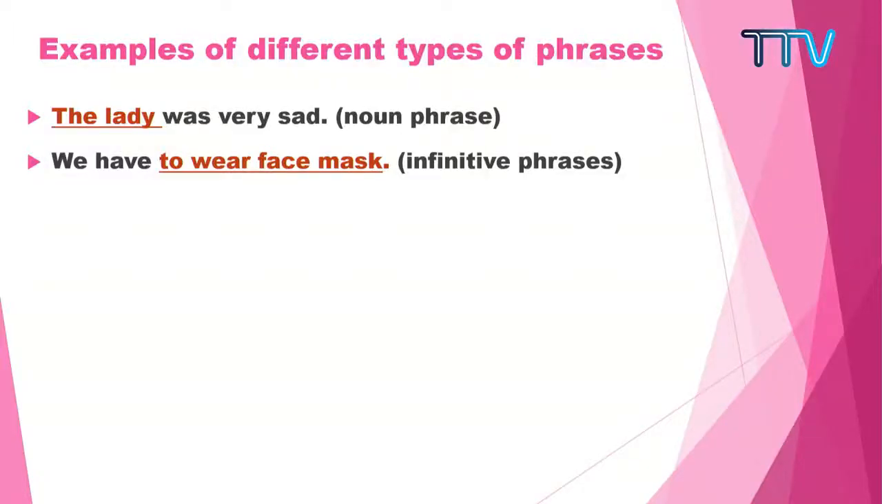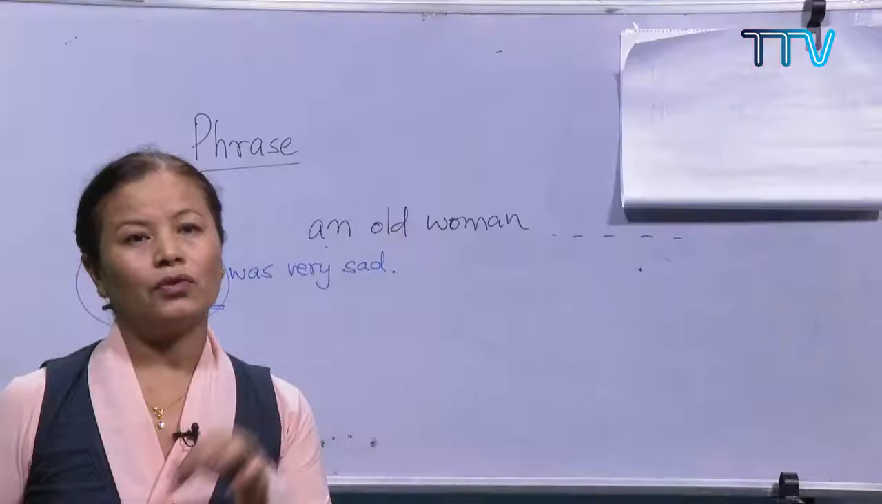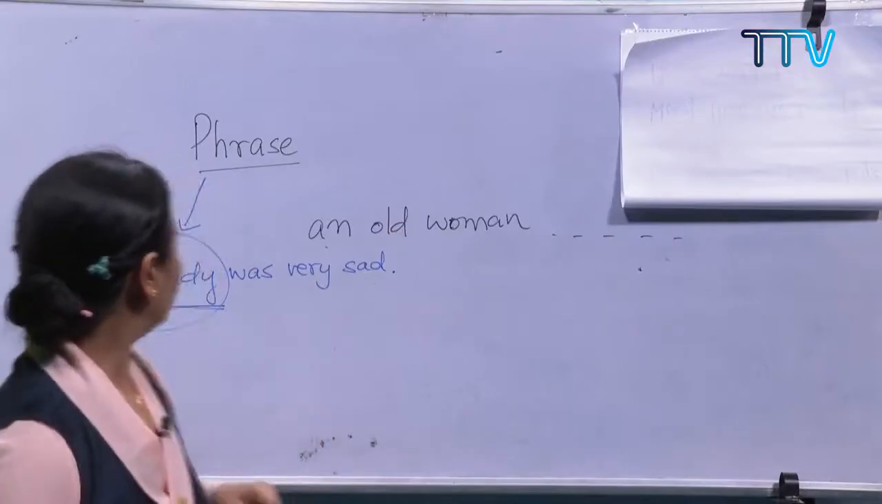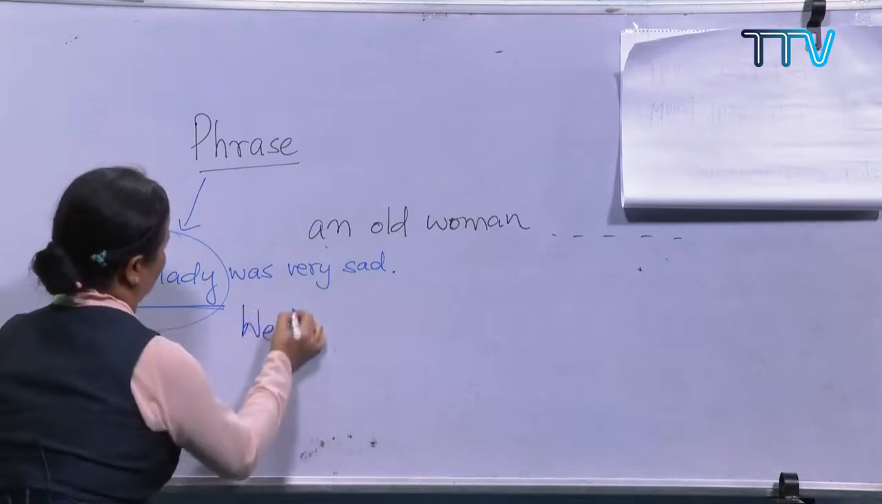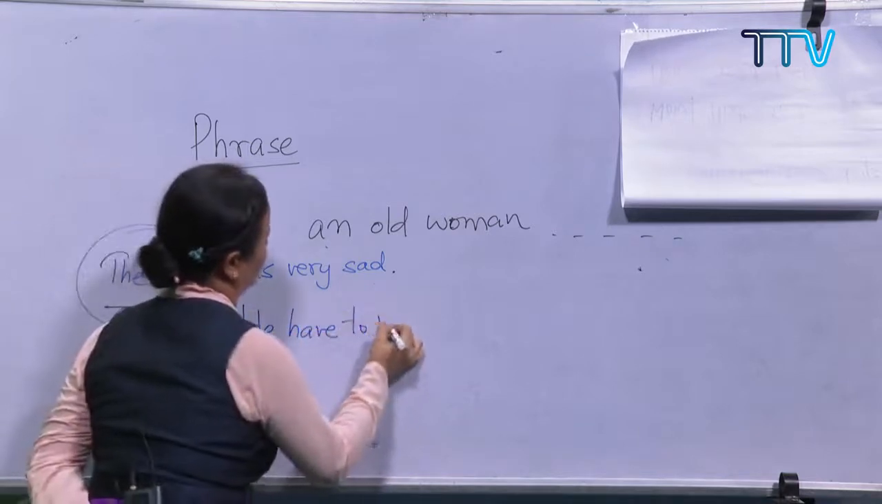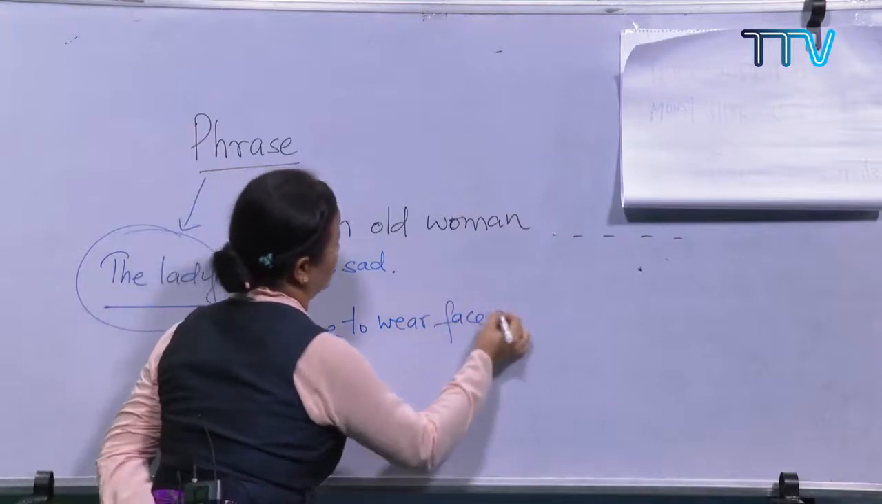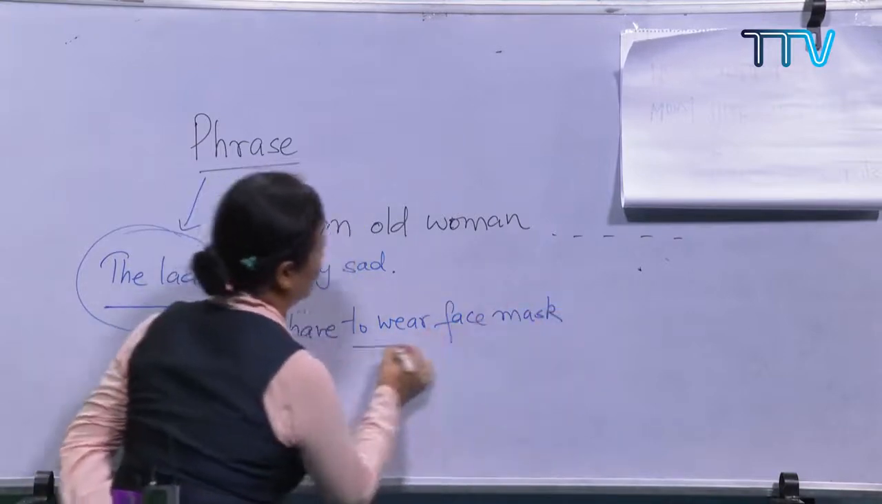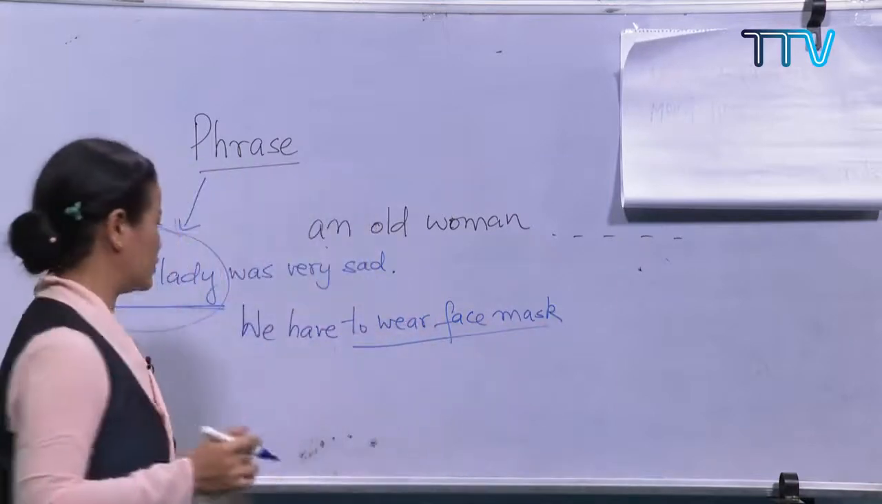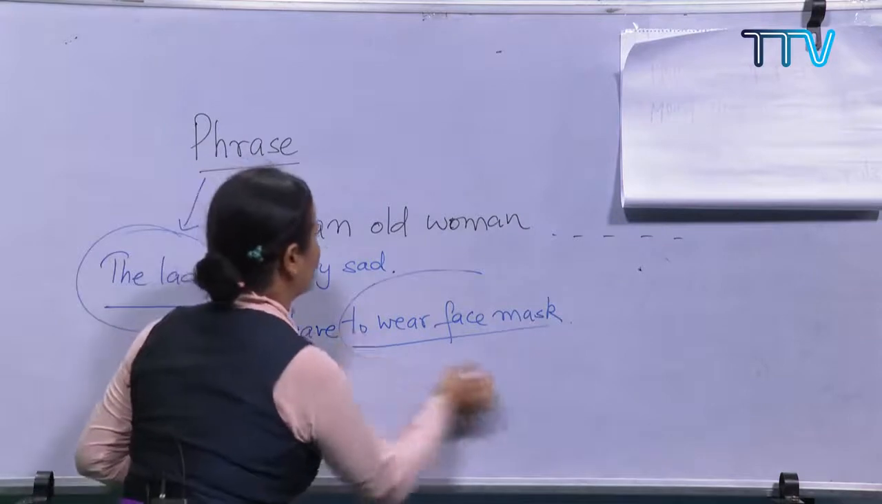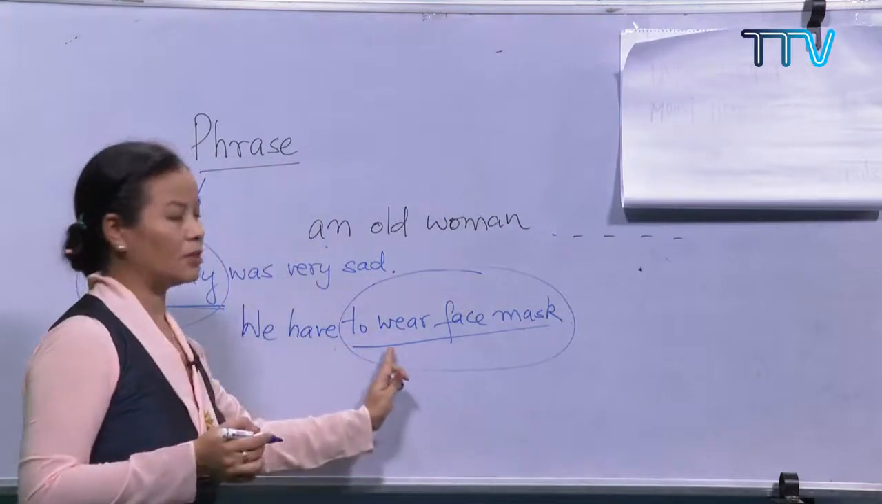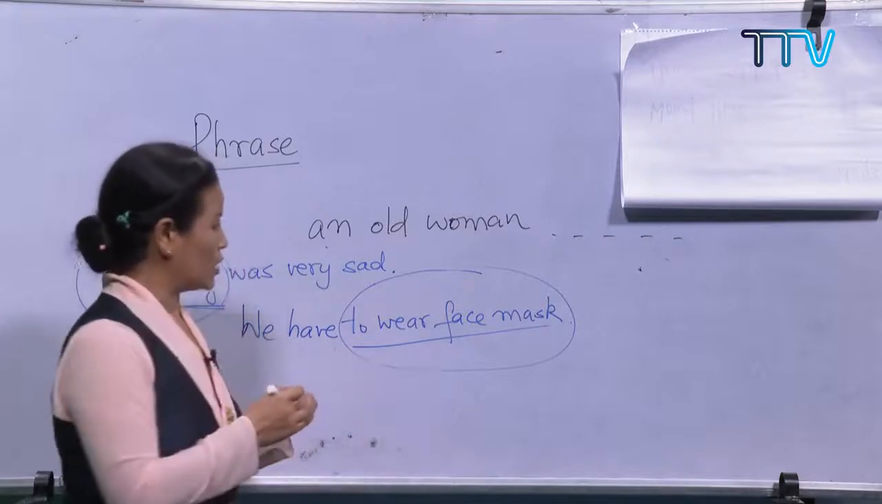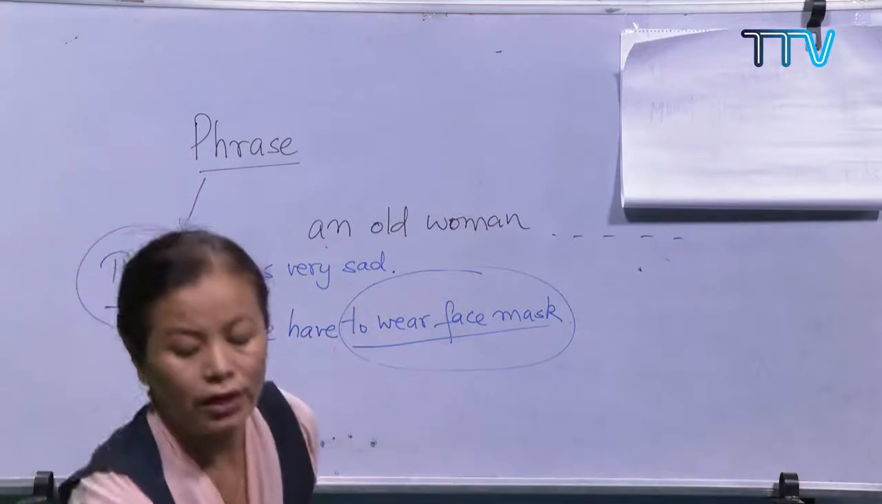We have to wear face mask. So we have to wear face mask. This is an infinitive phrase because to wear face mask, infinitive is to do something, to do. So we have to wear face mask. So to wear, this one suggests this is infinitive. So we have to wear face mask. So this is a part of the sentence but not a complete sentence, right? So this is a phrase. So example of infinitive phrase. Then look at the next example.